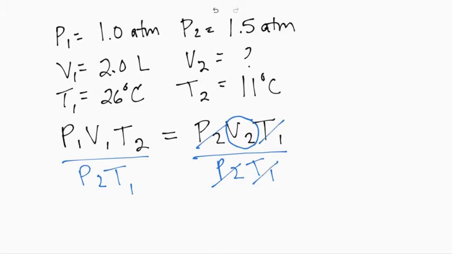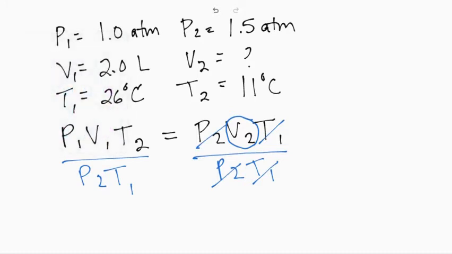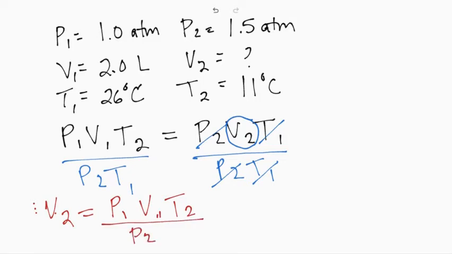So the equation that I'm working with now is V2 is equal to P1 V1 T2. It's really important to keep those subscripts straight. Then it's divided by P2 T1. All right, so now all we have to do is plug the numbers in.